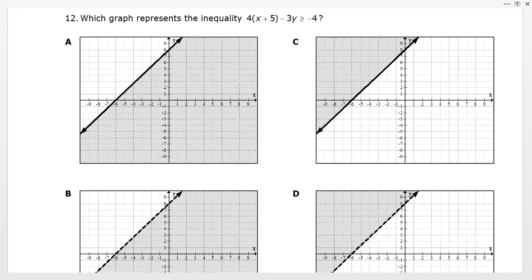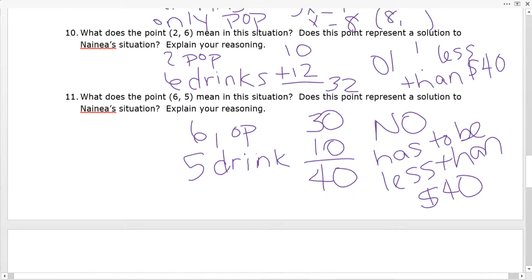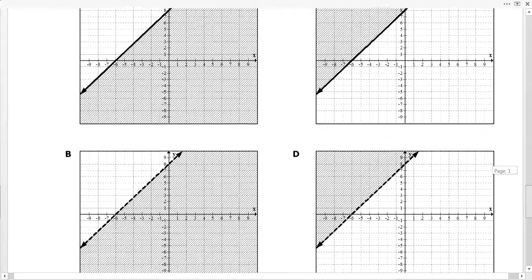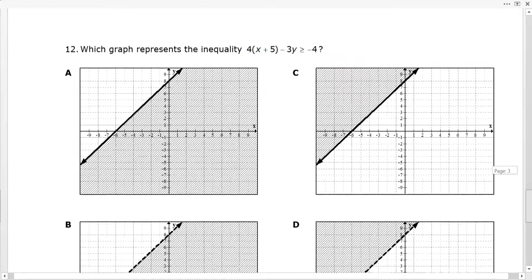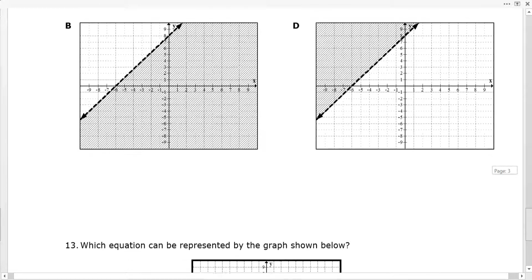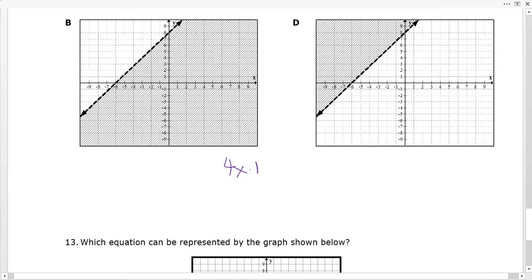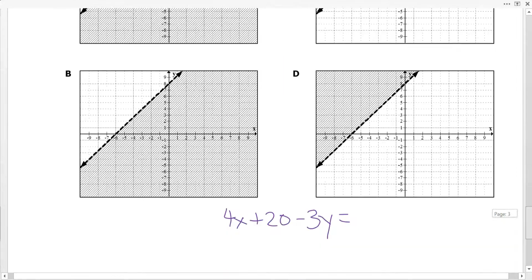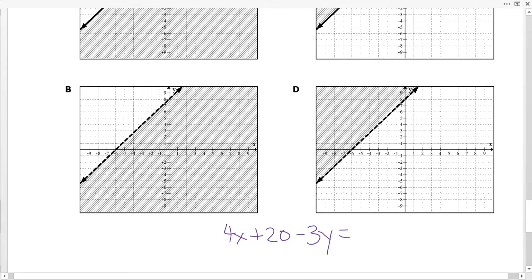Okay, so let's do 4x. I don't really have any room over here, so I'm going to do it at the bottom. 4x plus 20 minus 3y equals how much? Oh, it's greater than or equal to -4. All right. Greater than or equal to -4.